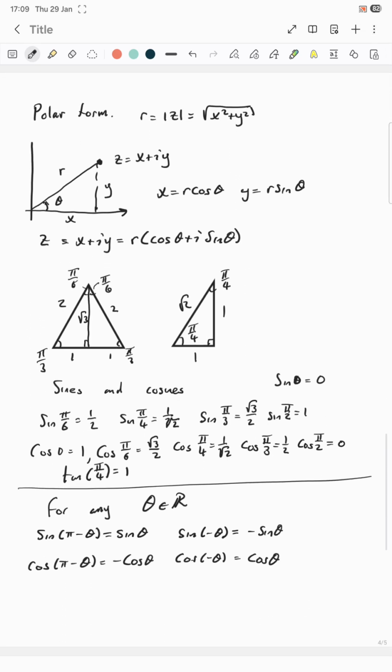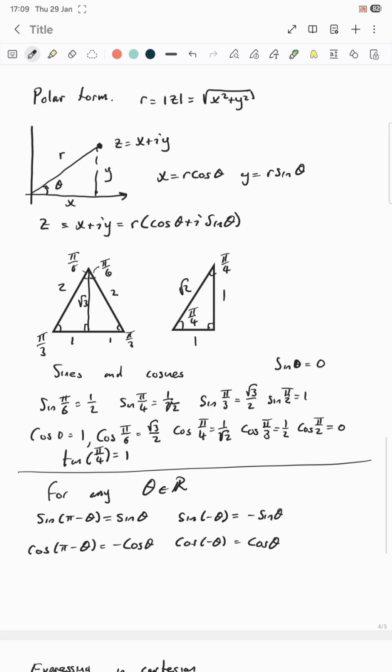Now the polar form. r equals the magnitude of Z, which equals the square root of X squared plus Y squared, and we can draw it on another little graph here. And this is how you show the special angles, which is always useful to know, how these angles come about. Now for any theta contained in R, sine of pi minus theta equals sine theta, and likewise, these are all just the basic identities that you're probably familiar with.